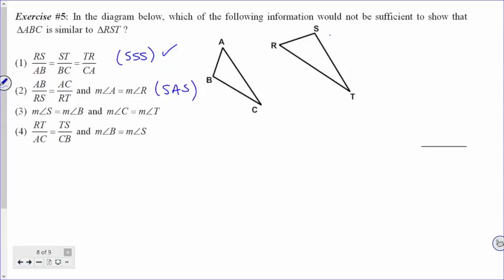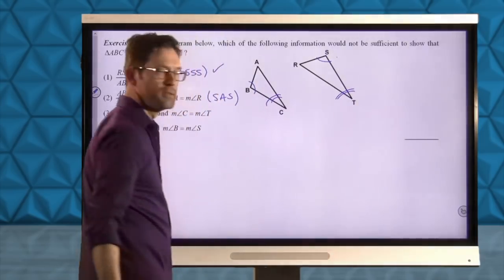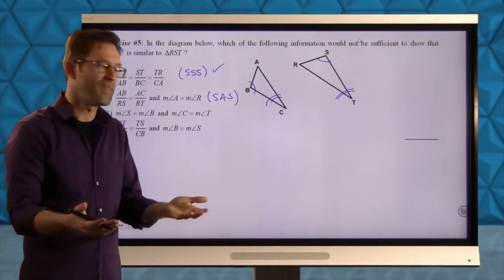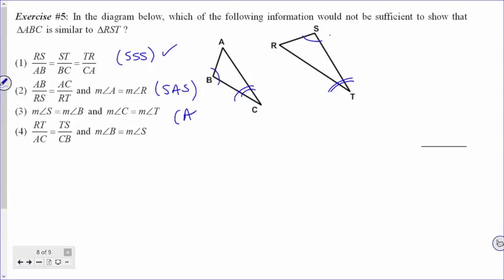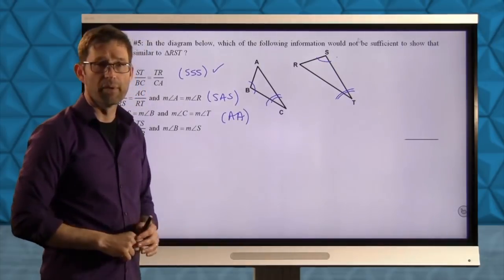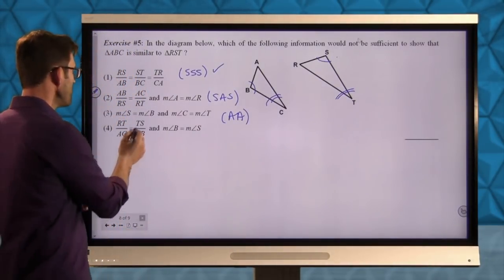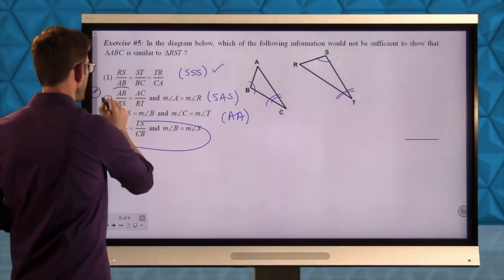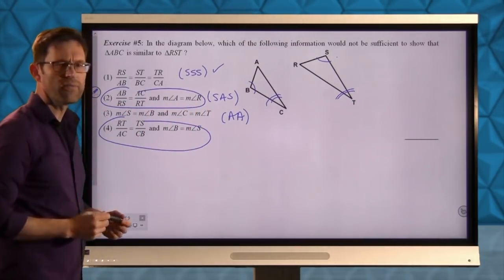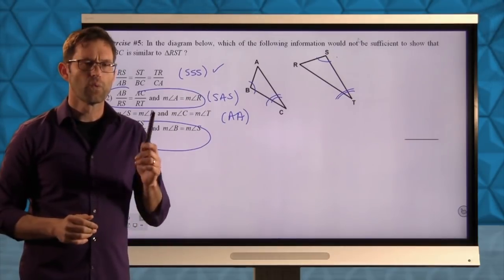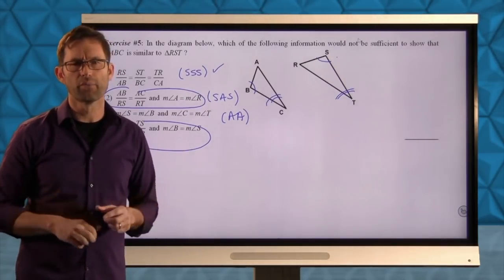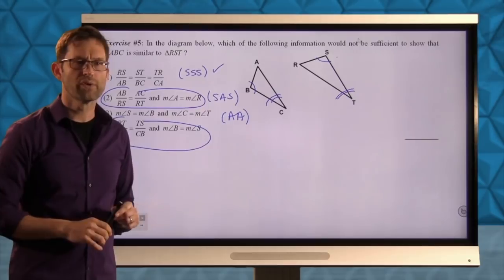All right, the measure of angle S is equal to the measure of angle B, and the measure of angle C is equal to the measure of angle T. That one's the easiest one of all. That's the angle-angle theorem. So almost by process of elimination, it's got to be choice 4. And yet the weird thing about choice 4 is that if you look at choice 4 and choice 2, they look awfully similar to one another. So why is choice 2 an okay way to prove the two triangles are similar, but choice 4 isn't?